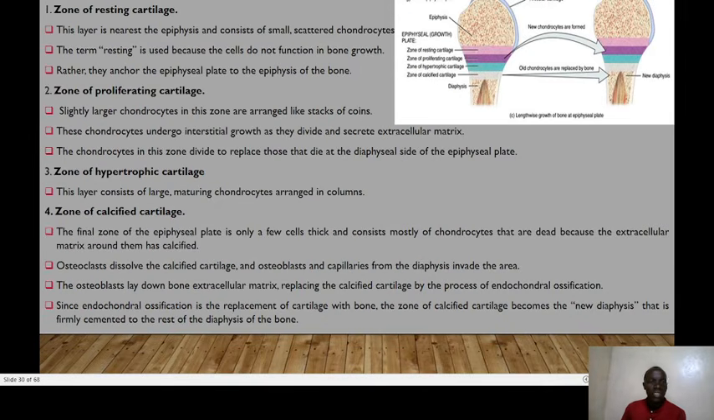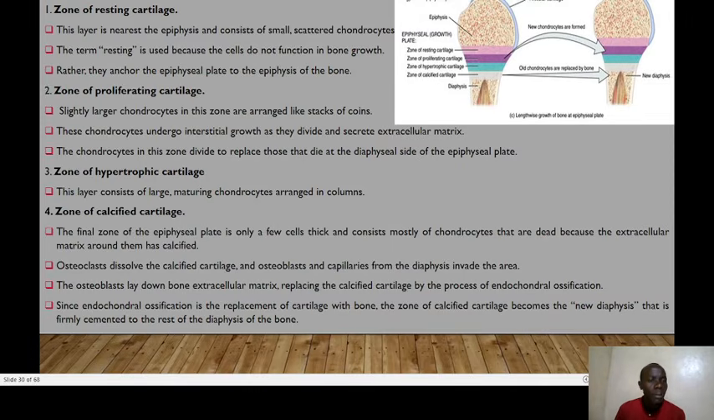So, zone of the resting cartilage. This layer is nearest to the epiphysis and consists of small scattered chondrocytes. The term resting is used because the cells do not function in bone growth. Rather, they anchor the epiphyseal plate to the epiphysis of the bone.